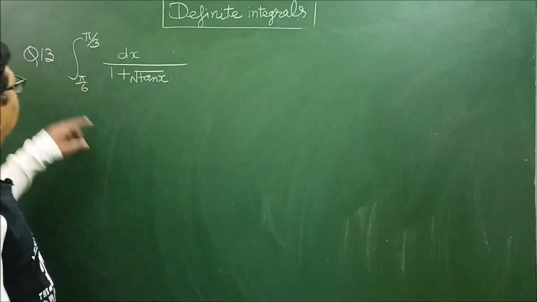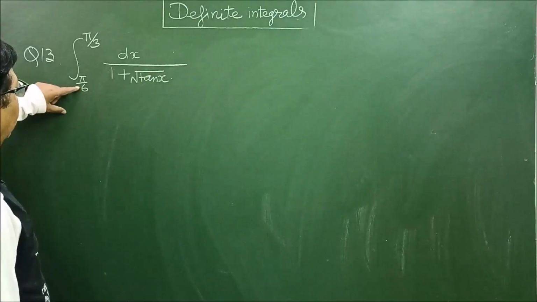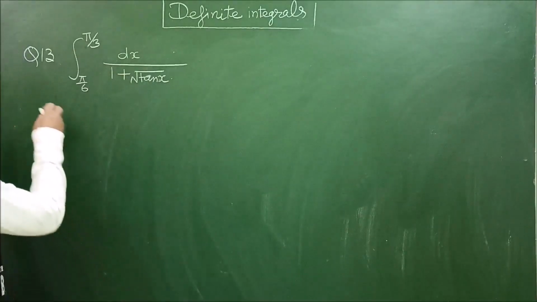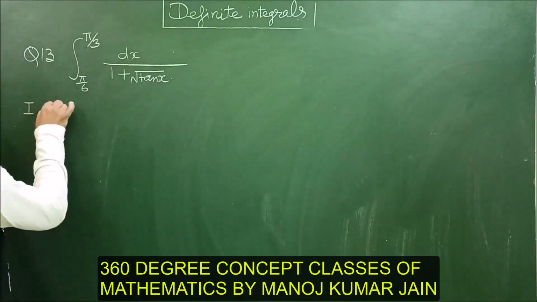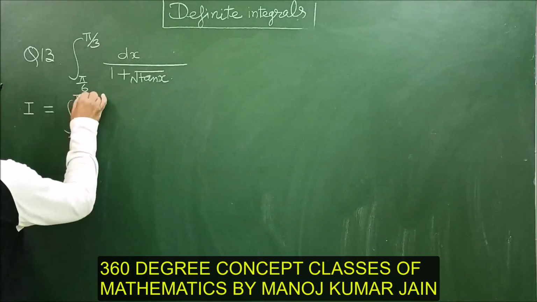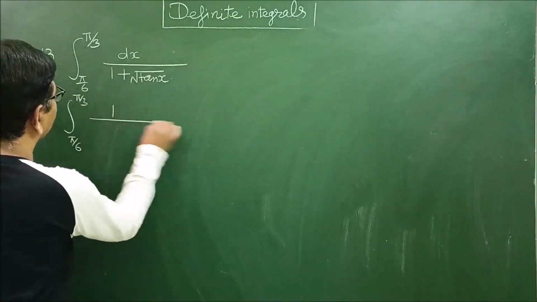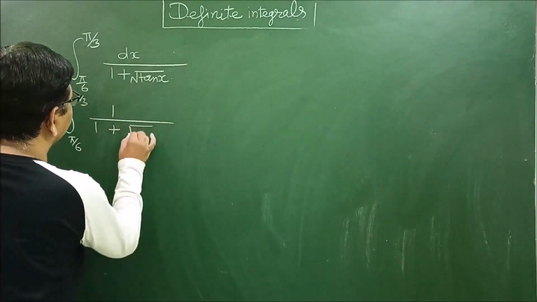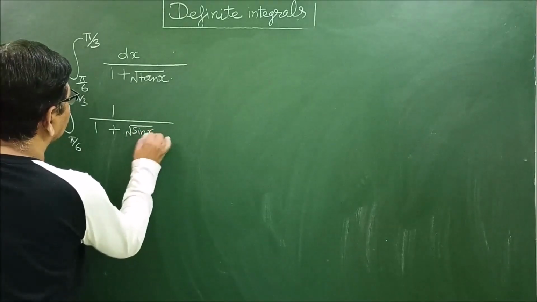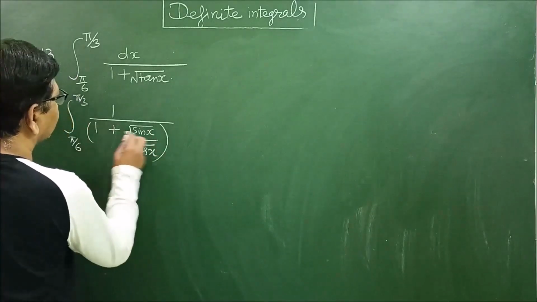Next question, question number 13. Evaluate the definite integral from pi by 6 to pi by 3, dx upon 1 plus root tan x. So let this be equal to I, and let us convert this into sine and cos form. So 1 upon 1 plus root sin x upon root cos x, writing root tan x as root sin x upon root cos x, dx.